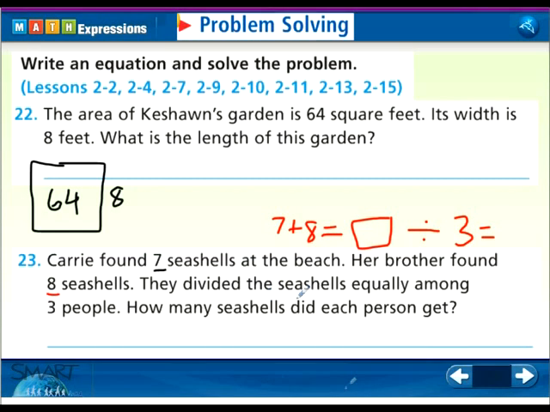Now notice there's two steps to this. There's the first step and then there's the second step before you can get the final answer. How many seashells did each person get? Remember to label each of these problems.